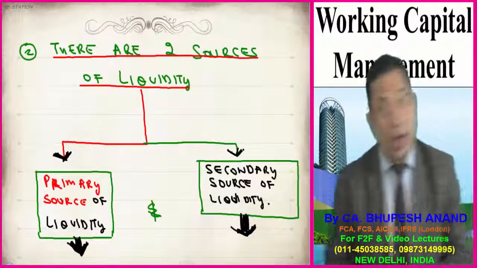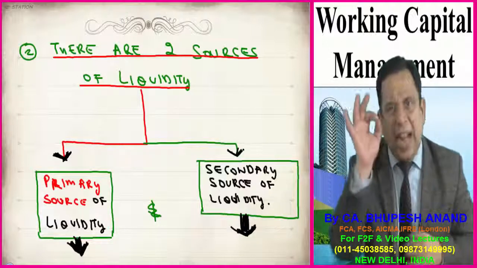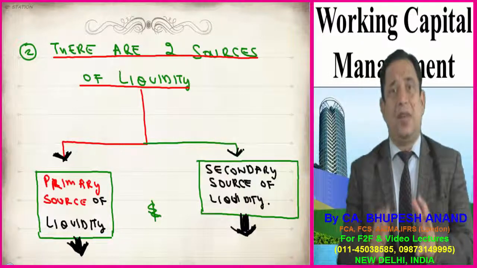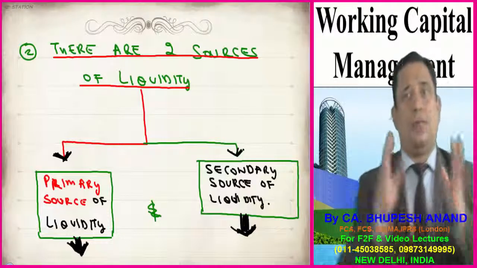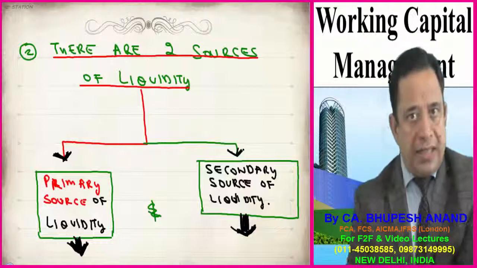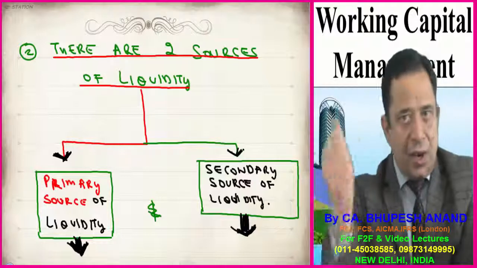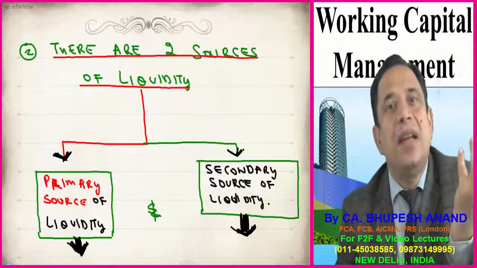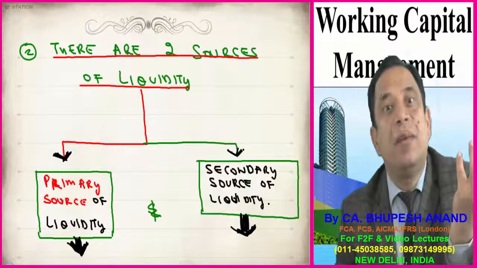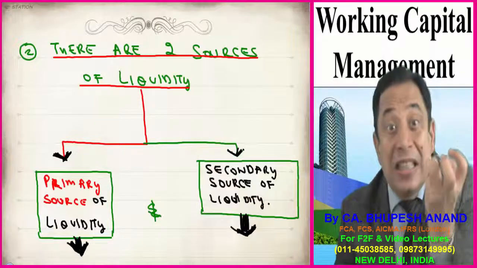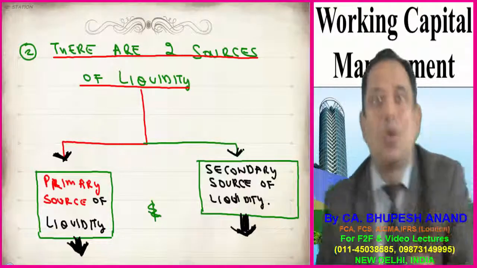Please write down. Don't try to be over smart. This is the last topic, last reading of corporate finance. There are two sources of liquidity. One is primary source, the main source, and the second is secondary source. When I say main source, what do I mean? Cash sales, cash collected from accounts receivable, cash credit, line of credit, bank overdraft. All these are primary sources of liquidity.